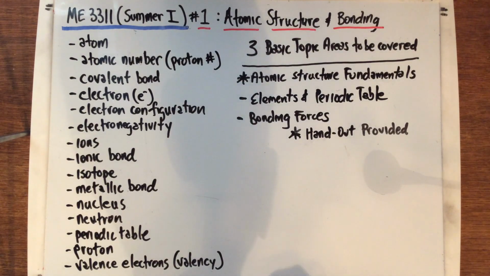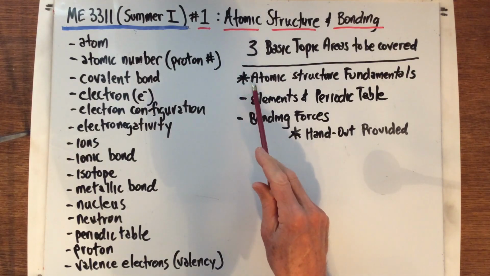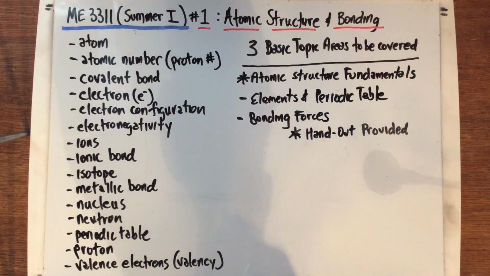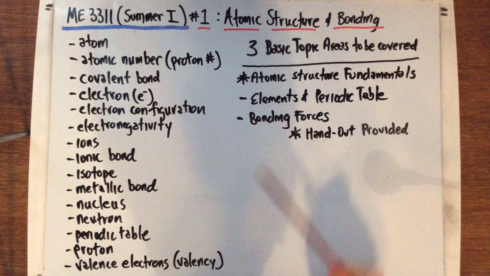So those are the basic terms and concepts that I'll try to cover for you in these whiteboard lectures. Now I'm going to break it down into 3 basic topic areas. First, we're going to start off with this atomic structure fundamentals. I have made a handout, and I will have already emailed that to you, so you'll have a copy of that. We'll go through that first.